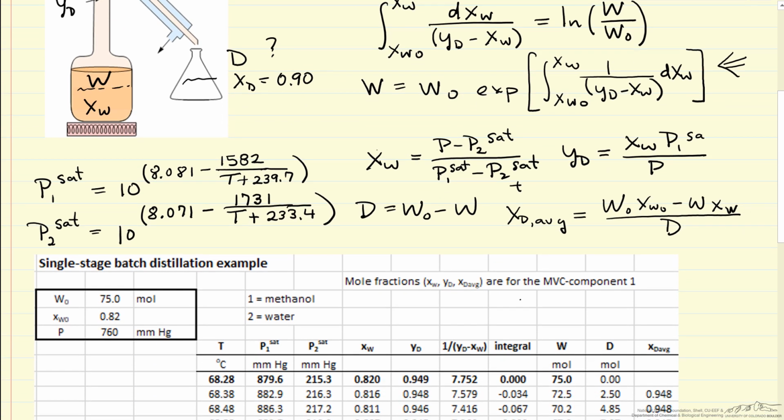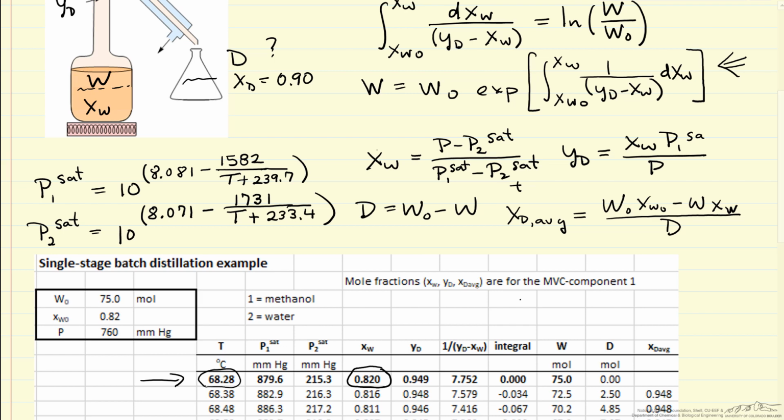If we just look at this column here, and I'll explain in more detail what these are, I set Solver to vary the temperature to determine an XW value of 0.82. That then was the starting temperature in the system, and then I stepped through temperature to do the integration. So let's look at the columns in the spreadsheet.